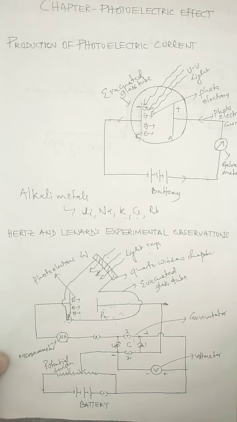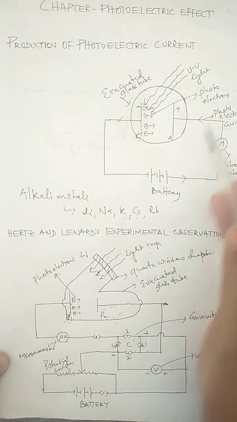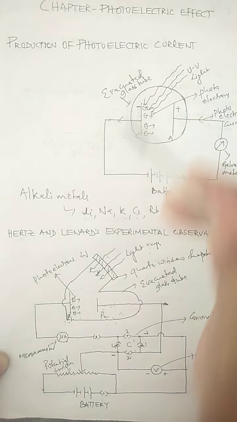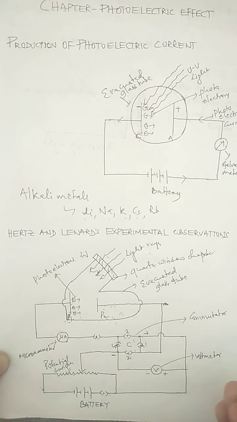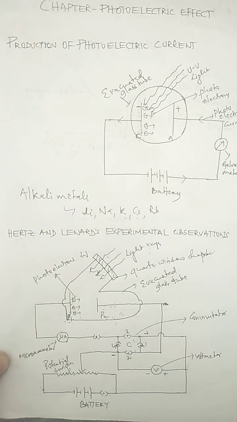This is very important, you need to understand. When they inserted the plug between 2 and 2 of the commutator, the photoelectric current which was flowing, the maximum photoelectric current at the given intensity of light, was found to decrease. The current decreased immediately, but it was not found to be zero.